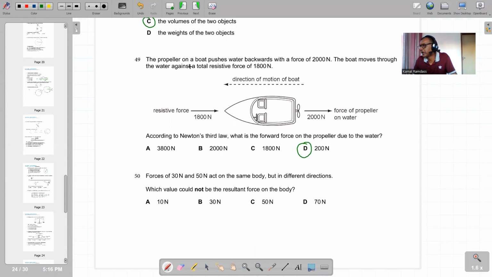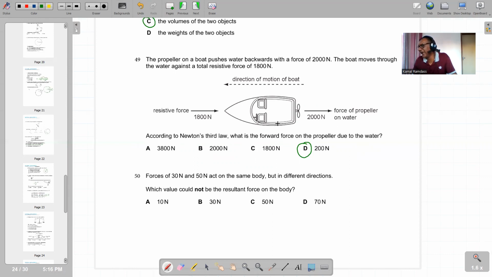The propeller on a boat pushes water backwards with a force of 2,000 Newton. The boat moves through the water against a total resistive force of 1800 Newton. OK? According to Newton's third law, what is the forward force on the propeller due to the water?